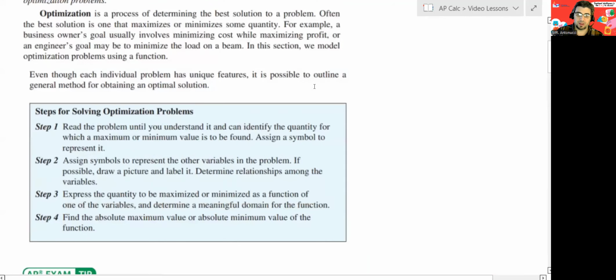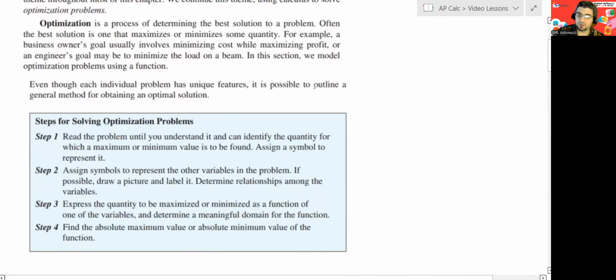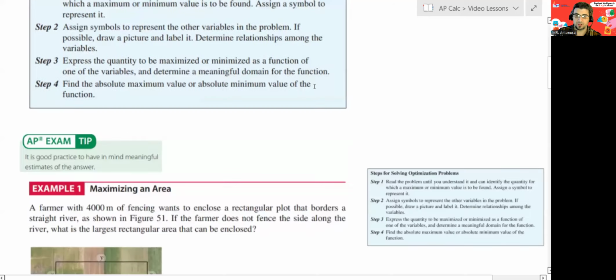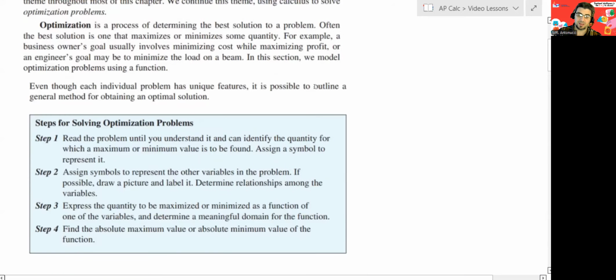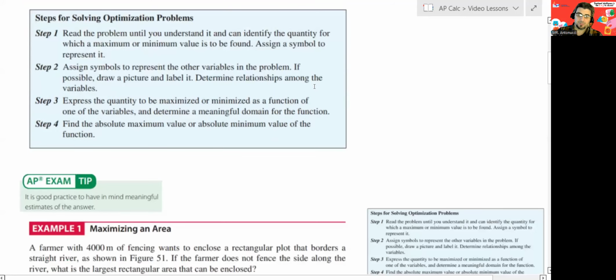So here are our steps. Step number 1, read the problem until you understand it and can identify the quantity for which the max and min values are to be found. Assign a symbol to represent it. Step 2, assign symbols to represent the other variables in the problem. If possible, draw a picture and label it, and determine the relationship among variables. Then you're going to want to express the quantity to be maximized or minimized as a function of one of the variables and determine a meaningful domain for the function. And then step 4, find the absolute maximum or minimum value of the function.